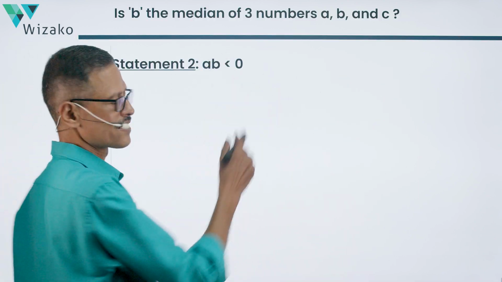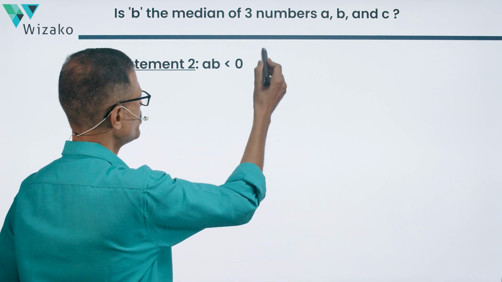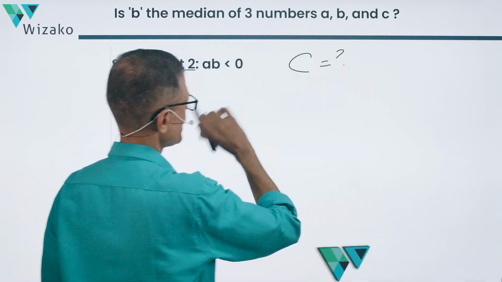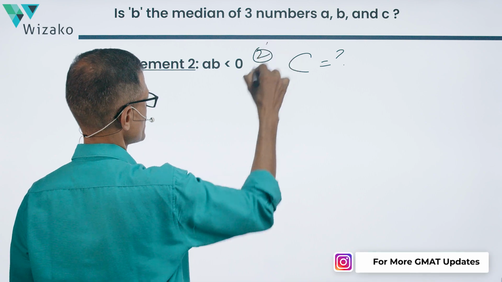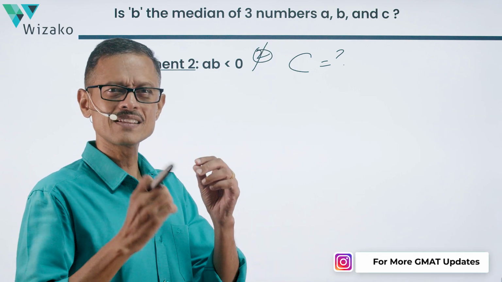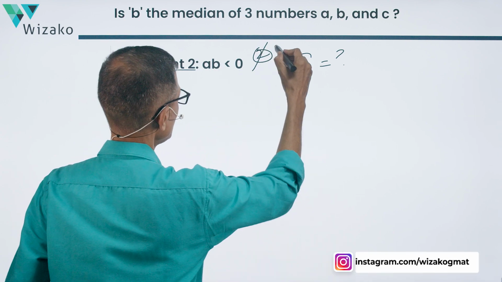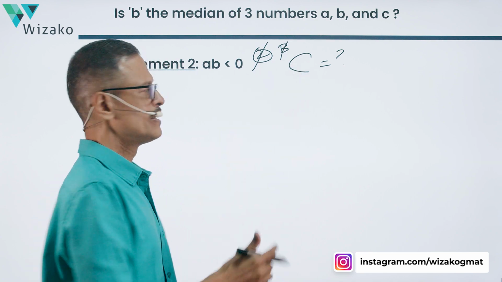It says AB is less than 0. I don't even have to waste any time. We have no idea about what C is. So essentially, statement 2 alone is not sufficient. But let's make sense out of this as we are progressing, and we'll eliminate answer option B, right?